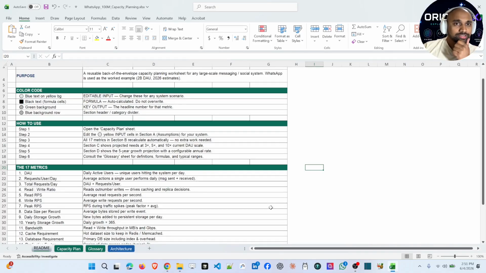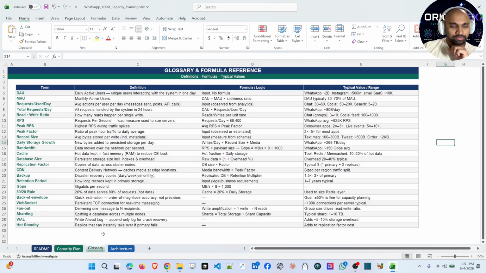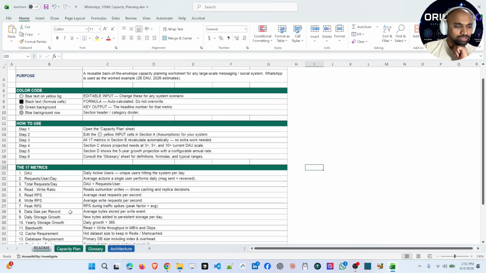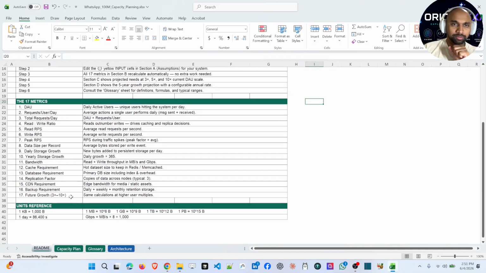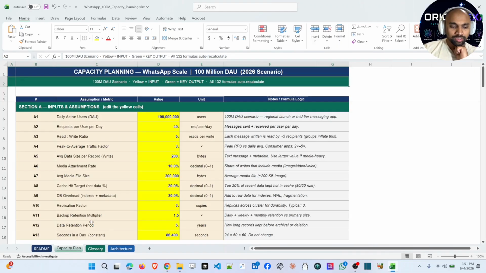As discussed earlier, in my previous video, I have shown the template. I am going to use a similar template to do the calculations. As usual, I am going to the glossary first. There we can see what are the terminologies used for doing the capacity planning. And then I will go to the README. There I can show you what are the parameters I am using for doing the calculations. Then we'll do the capacity planning. And finally, I will go ahead and do the architecture explanation for this kind of use case.